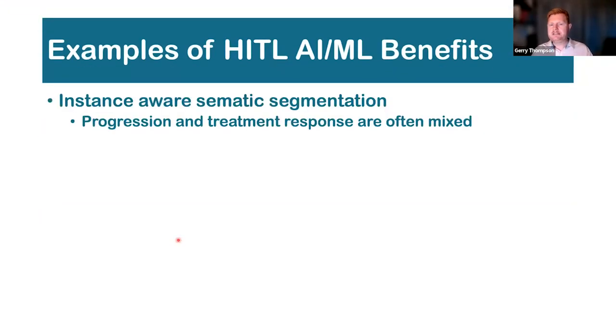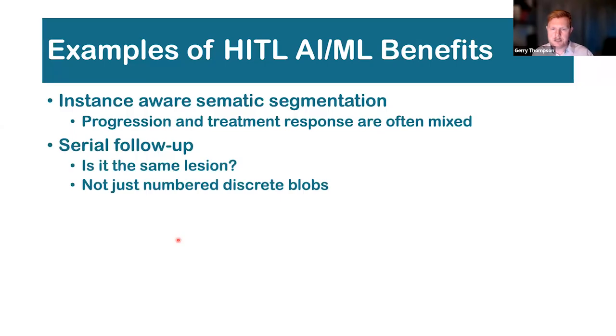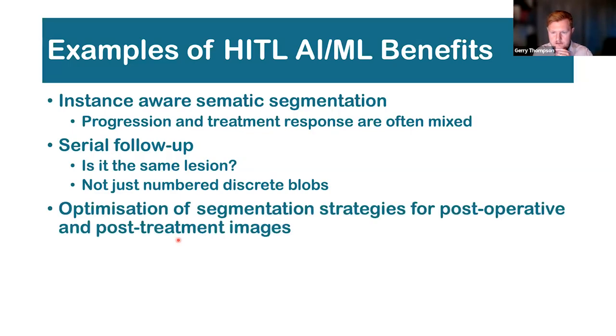So you could have, for example, an instance-aware semantic segmentation. You'll see that RANO just clumps everything together, but often we're aware that treatment response and progression can be mixed processes, and that's ignored in current RANO. So maybe for serial follow-up, is it the same lesion? And it's not just a numbered, discrete blobs image analysis problem where they're numbered in size, but actually it determines that, yes, this is relating to that previously, this is behaving in one way, the other one is behaving in a different way. And that kind of nuance, I think, will be really helpful to improve the quality of outcome data going into clinical trials.